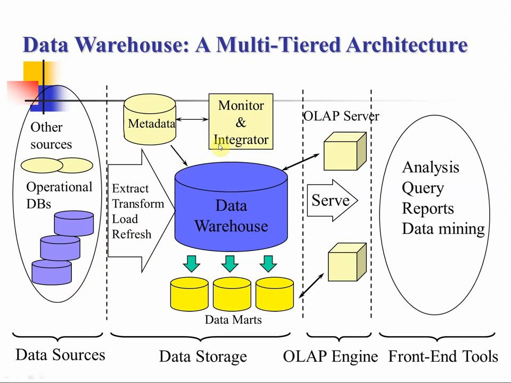So once we have done that, we can monitor and integrate the information, and communicate with the metadata. So the code that we wrote is considered the metadata for the data warehouse, and we can easily form different data marts over here once we have the data warehouse. And of course, the data warehouse needs to communicate with the OLAP server so that it can provide the front-end users a way to visualize the data or retrieve the data or whatever queries are necessary. So this is the whole structure of the data warehouse in terms of the multi-tiered architecture.